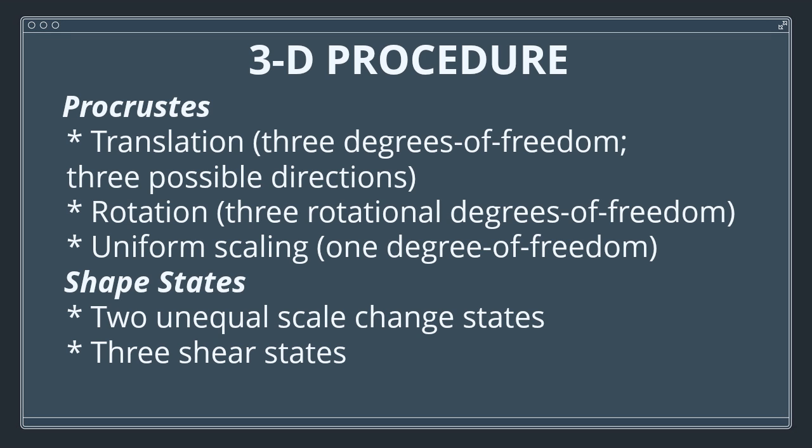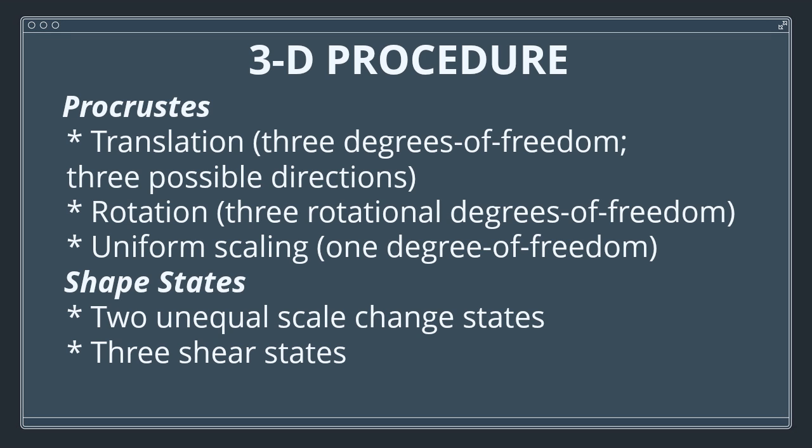Now, divide all those 42 numbers by the square root of the sum of squares of all 42. That gives you 42 new numbers. They're dimensionless because you've divided length by length. So it doesn't matter whether your landmarks are measured in centimeters, millimeters, or any other units. The sum of squares of all 42 dimensionless numbers is 1. Now you have the Procrustes fit.